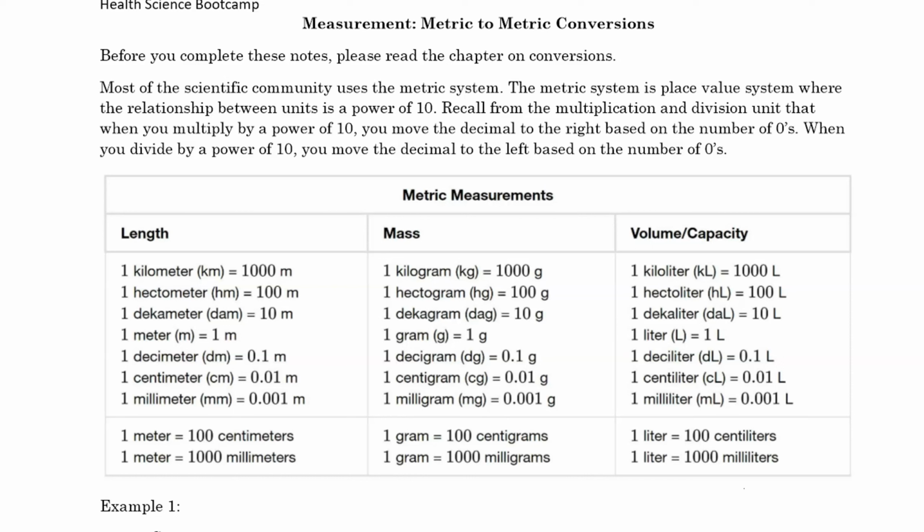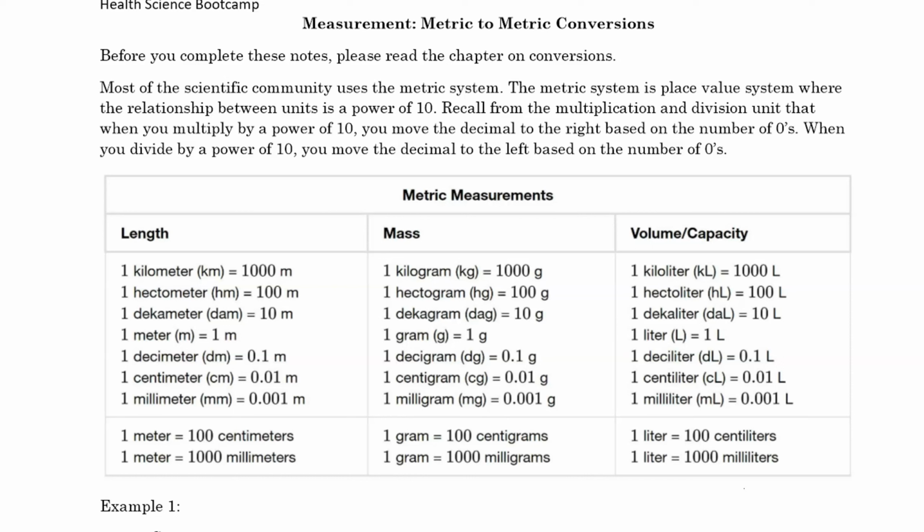And what's cool about the metric system is that it's really just a place value system where the relationship between the units is going to be a power of 10. So when we're talking about powers of 10s and place value, what that does is it moves your decimal left or right based on the number of zeros. So if you're multiplying by a power of 10, you can move the decimal to the right based on the number of zeros. And if you're dividing by a power of 10, then you'll move the decimal left based on the number of zeros.